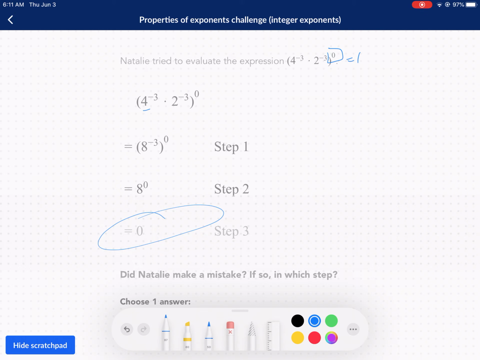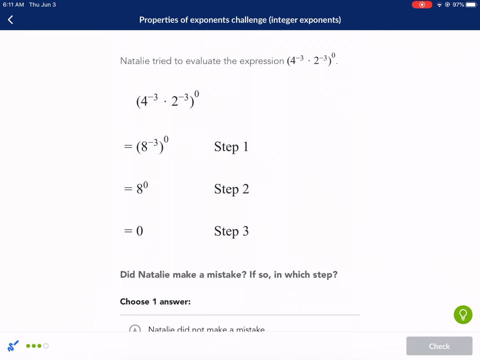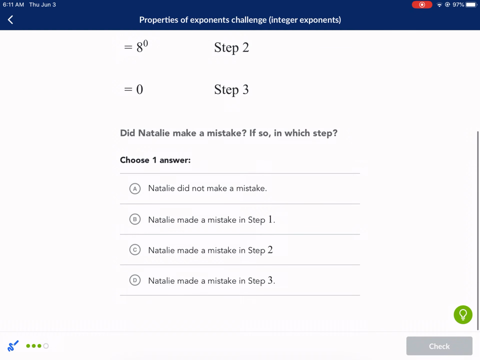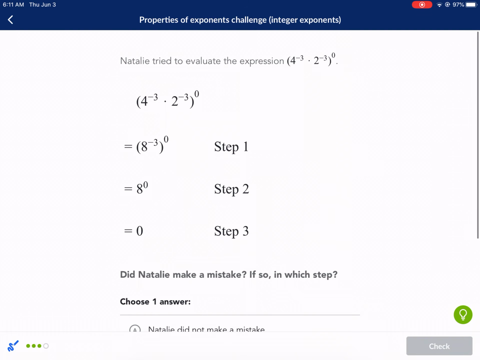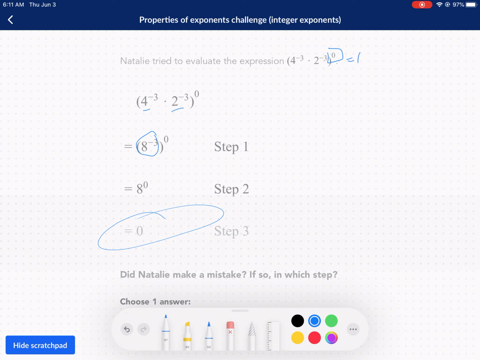So let's see. We have 4 to the negative 3rd times 2 to the negative 3rd, and she said that that was 8 to the negative 3rd power. That's wrong. So she already messed up in step 1. Can we choose more than one answer? Well, she messed up in more than one spot because we can rewrite this as 1 over 4 to the 3rd times 1 over 2 to the 3rd, to the 0 power. Okay, so that's the same thing. I kind of want to go back and take a look at the other one, but I believe you can't multiply these bases and just keep the numerator the same. That's not how it works.